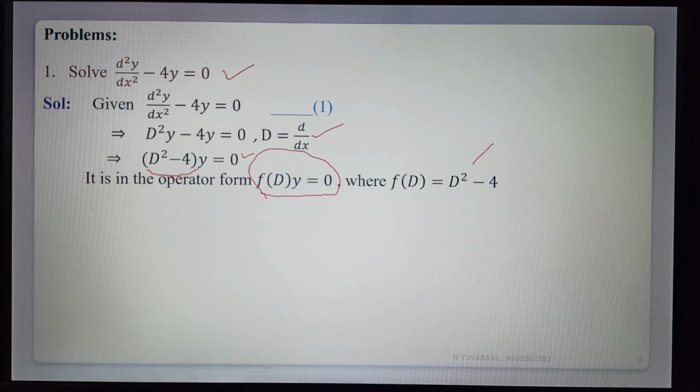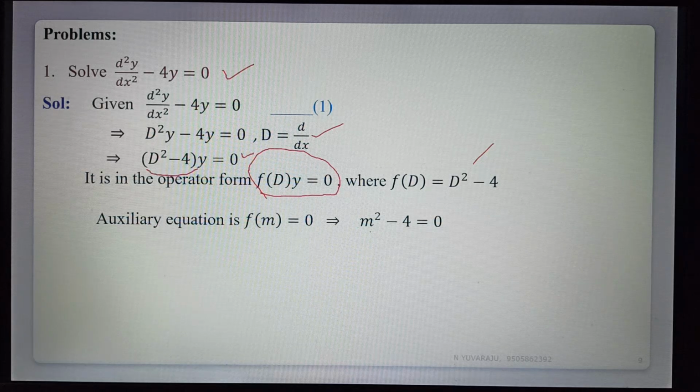So now taking the auxiliary equation: m² − 4 = 0. Now finding the roots, m = ±2 only. So 2 and −2 are both real and distinct roots, m1 = 2 and m2 = −2. So m1, m2 are real and distinct, using the formula.